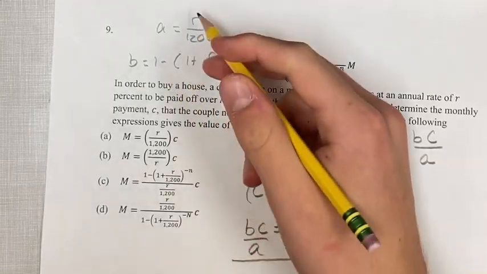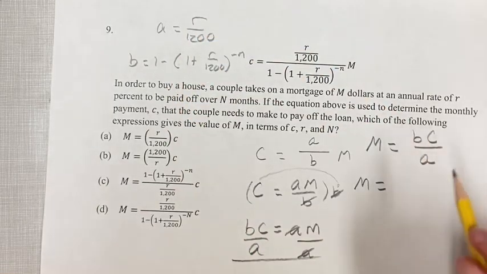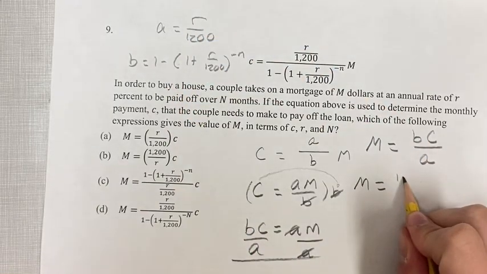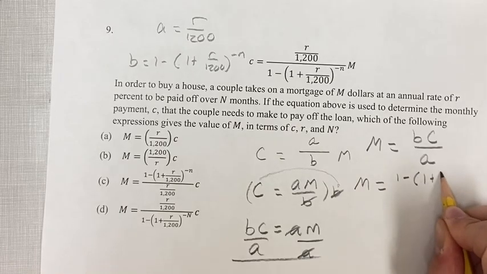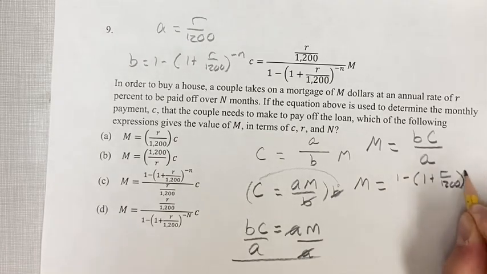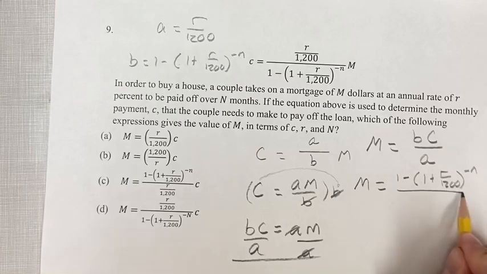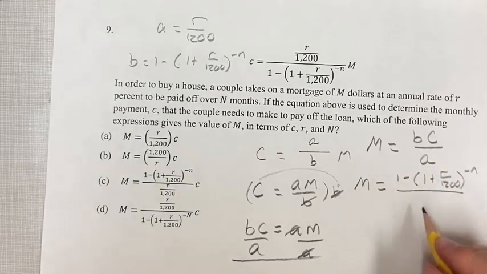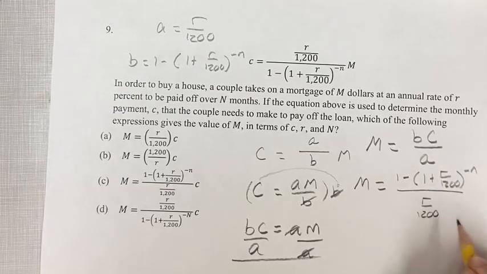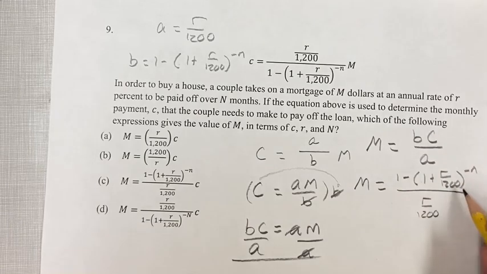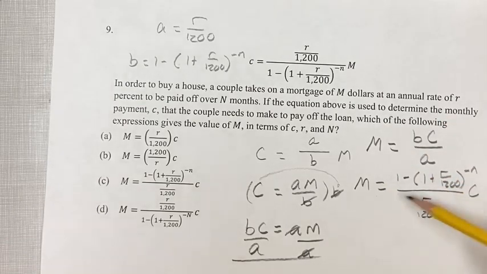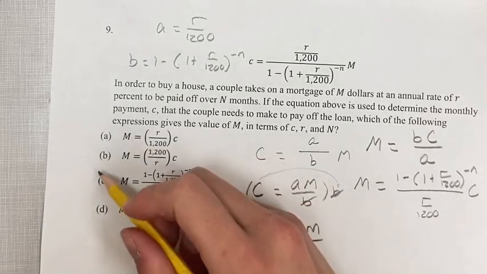So we need to plug back in B and A. B is 1 minus (1 plus r over 1200) to the negative n, and this is over A, r over 1200. And this is times C, which we don't have to change. So we have M is equal to 1 minus (1 plus r over 1200) to the negative n over r over 1200, times C. And this is going to line up with answer C.